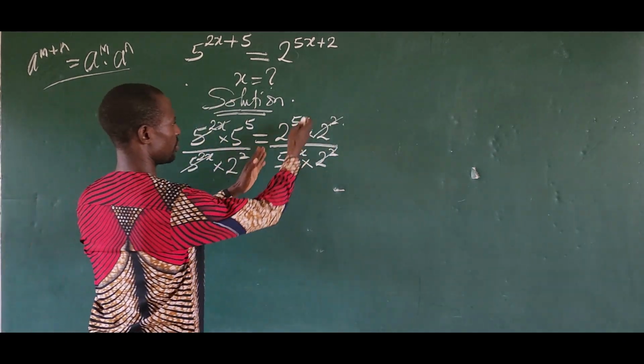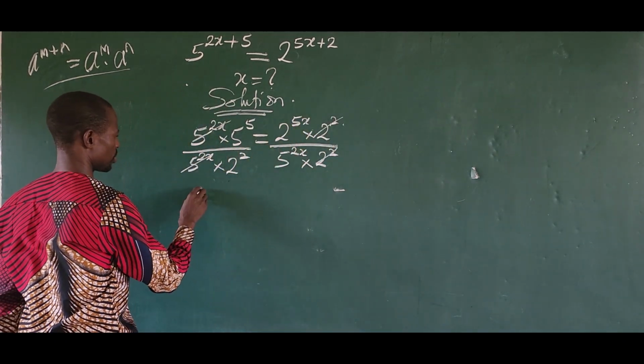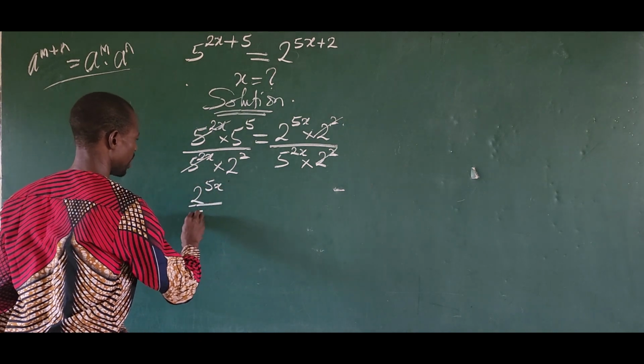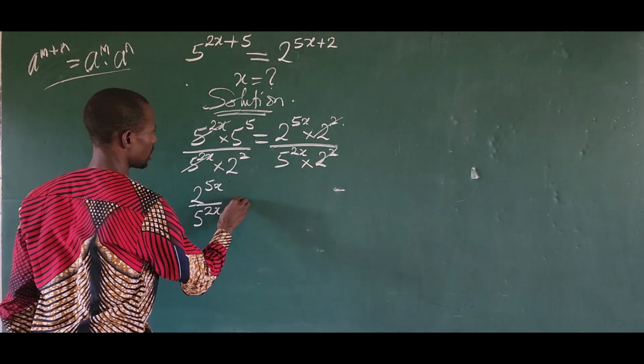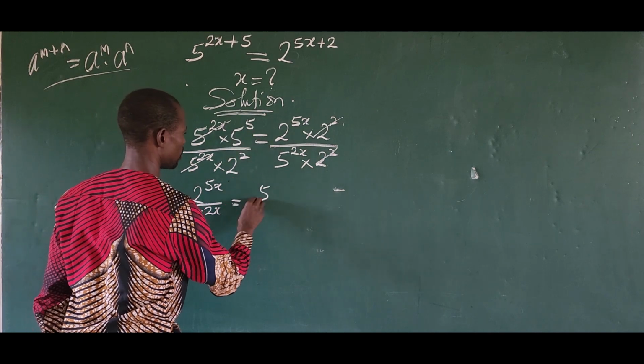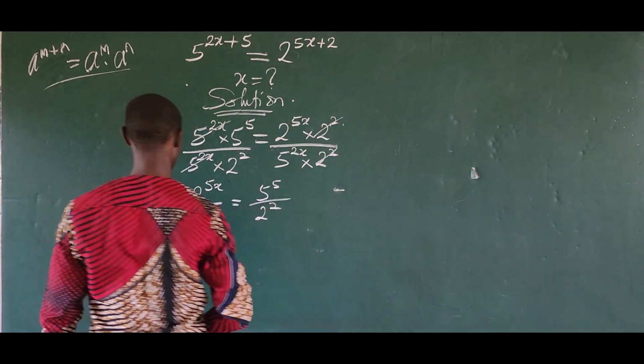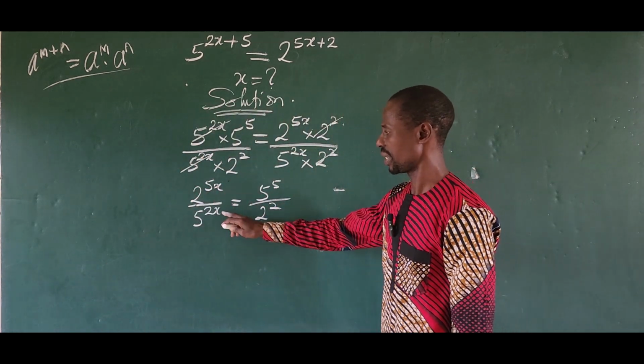So rearranging, let's bring this to this side of the equation. So we're going to have 2 to the power of 5x all over 5 to the power of 2x equal to 5 to the power of 5 all over 2 to the power of 2.